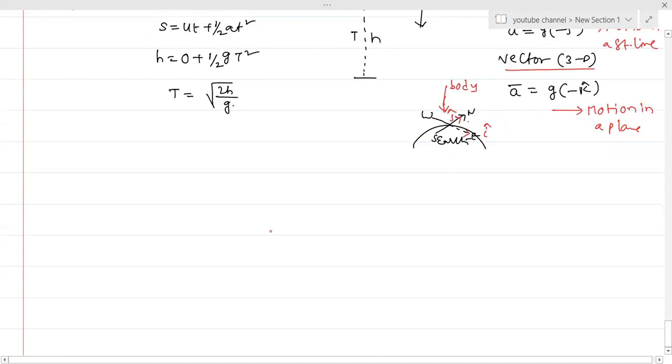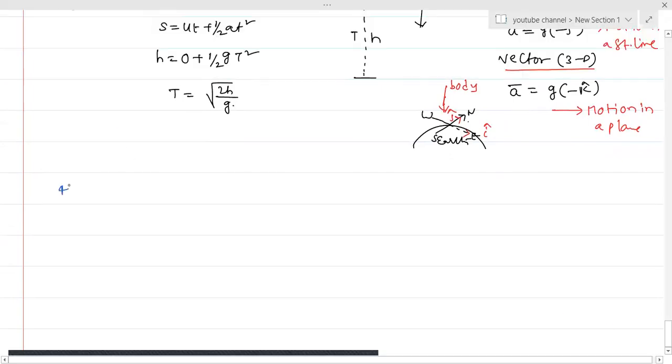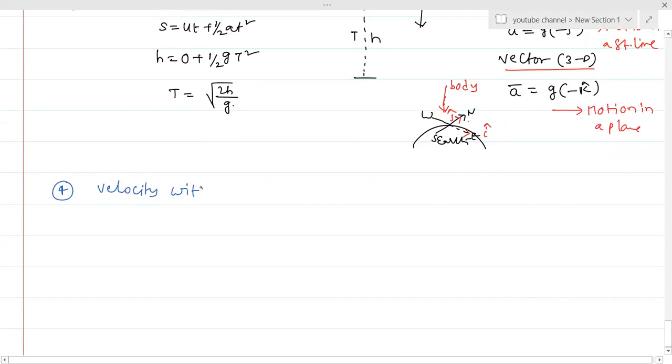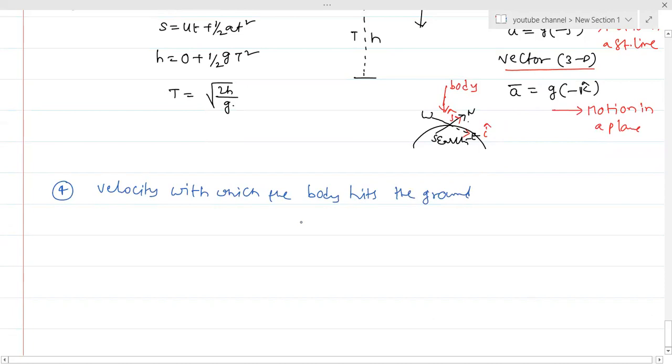So next, the fourth one is the velocity with which the body hits the ground. The velocity with which the body hits the ground.